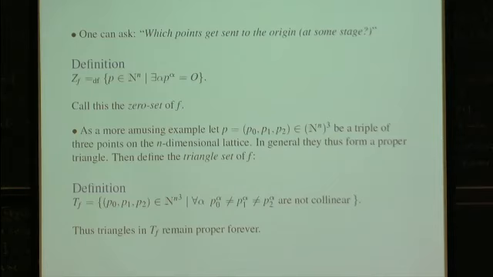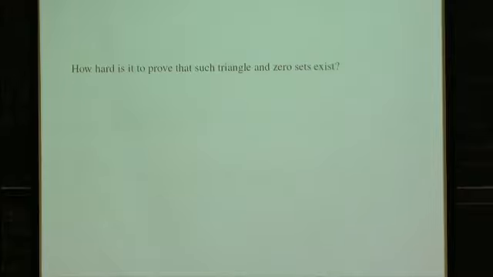I think that's reasonably clear. So. Okay, so how hard is it to prove that such triangle sets exist, or such 0 sets exist?